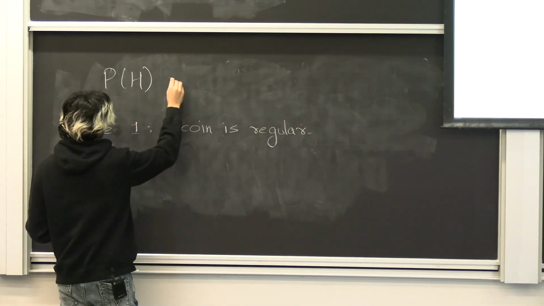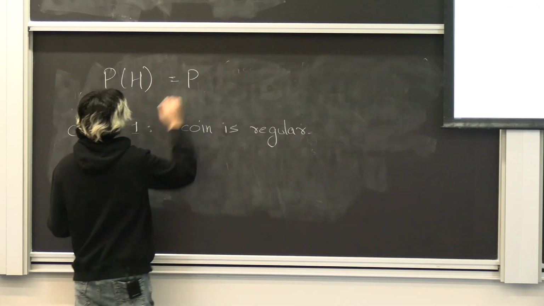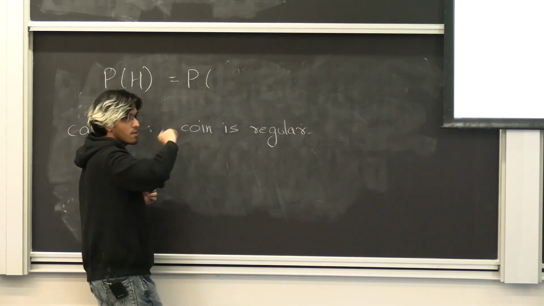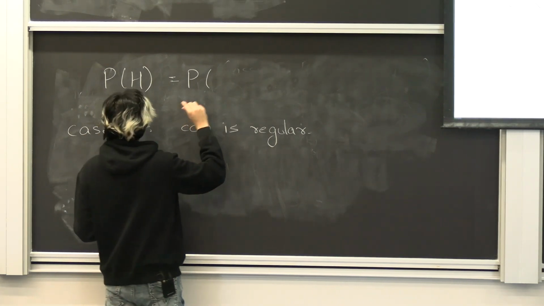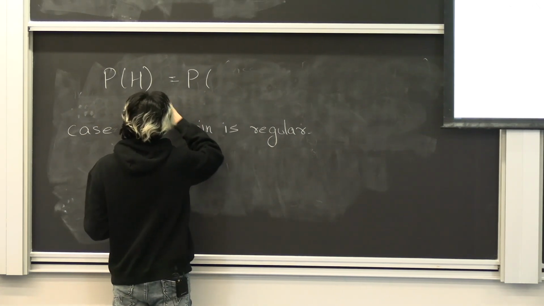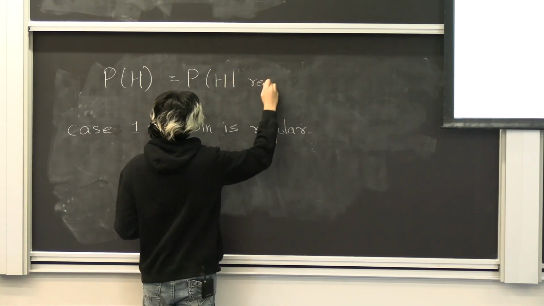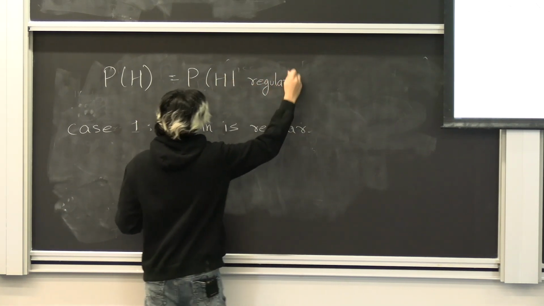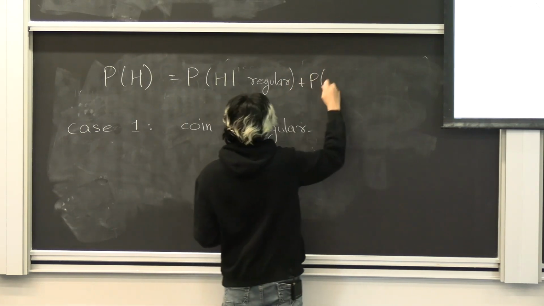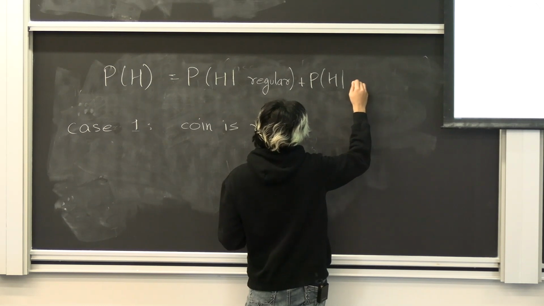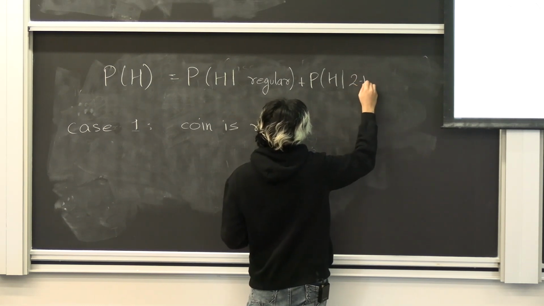So we're going to do this, all right? I will write the probability of heads as this sum, and I will show you why it's true. So the probability of heads given regular coin plus the probability of heads given not regular coin, or 2-headed coin.